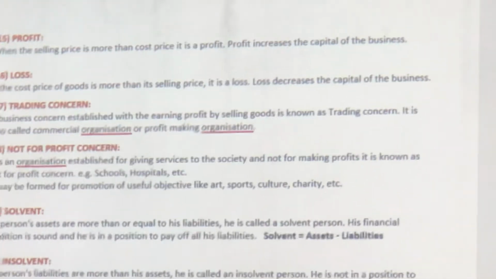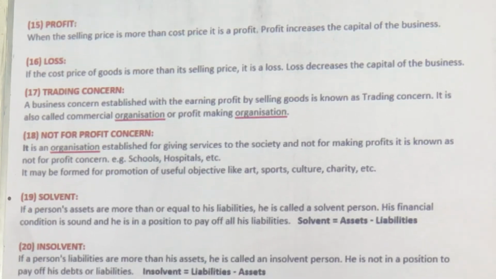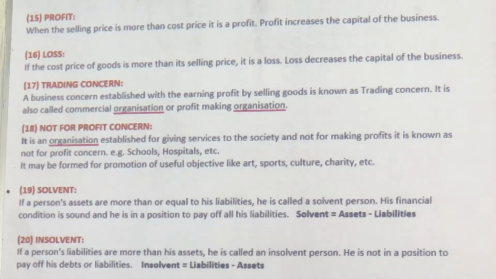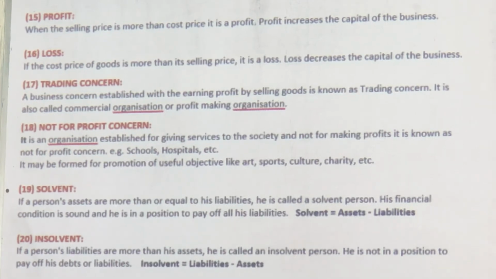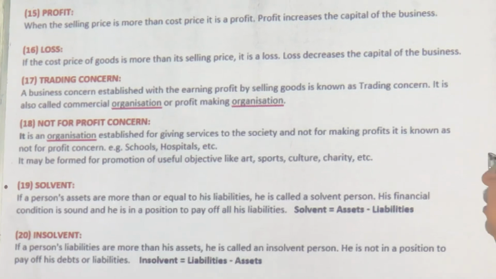Profit, of course, is when your selling price is more than your cost price. SP minus CP is profit. And loss, CP minus SP, is loss, when your cost is more and your selling price is less.